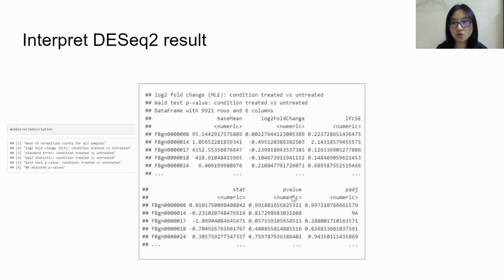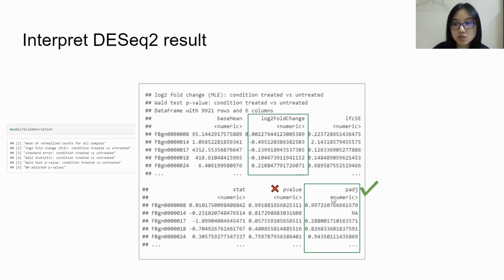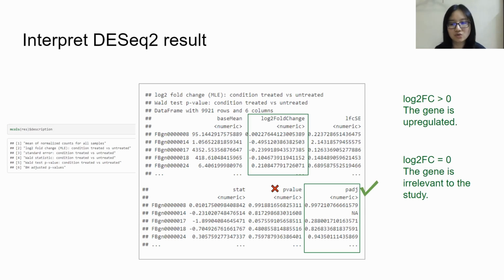And then the p-value refers to the Wald test p-value. And here we have to know that the p-value means it's the test for individual genes. When we make it into multiple gene comparison, we have to use the adjusted p-value, which is already corrected by the Benjamini-Hochberg statistical analysis. So that's why we don't use the p-value but the adjusted p-value to see whether we should reject the null hypothesis. In summary, log2 fold change more than 0 means the gene is upregulated, and when it is equal to 0 it means the gene has no change and is irrelevant to the study. And when the log2 fold change is less than 0, the gene is downregulated.